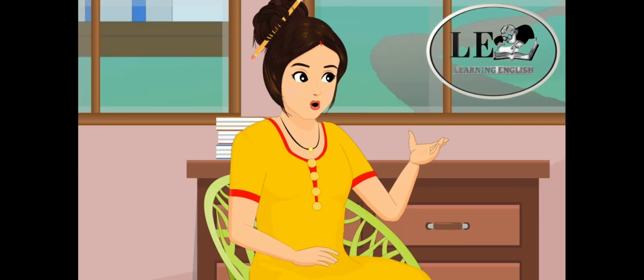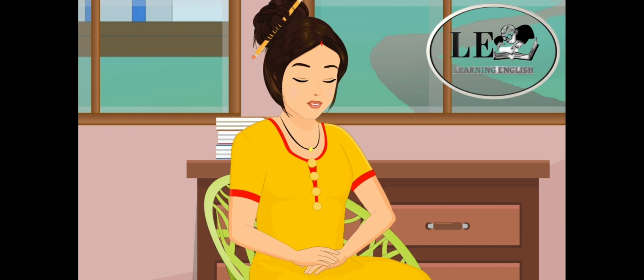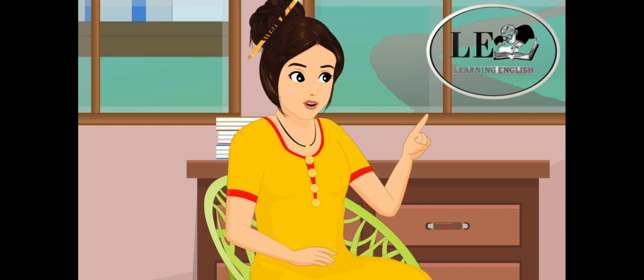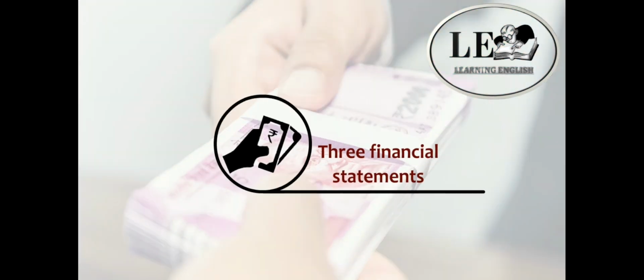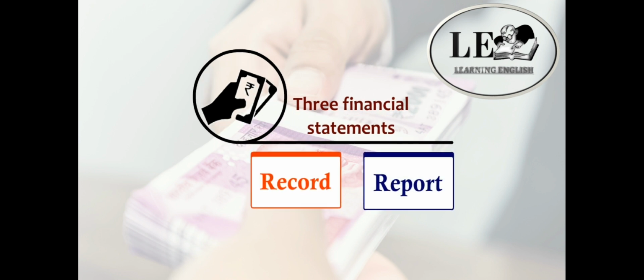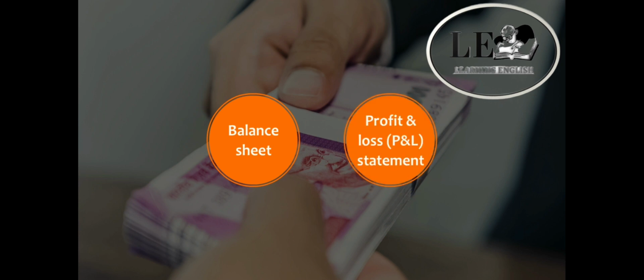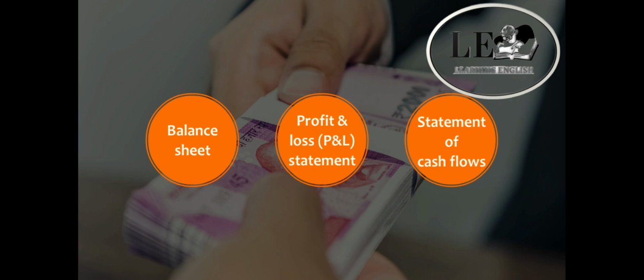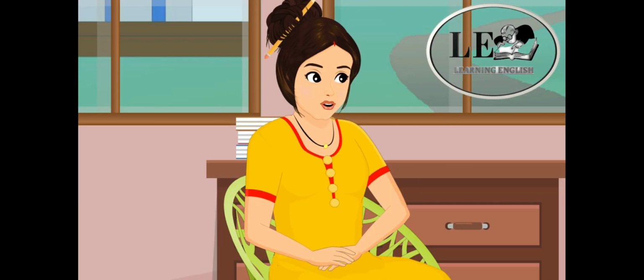Sure, for that, you will have to first know about the 3 financial statements used to record business transactions. What are they? The 3 financial statements used to record and report business transactions are the balance sheet, profit and loss statement, P&L, and statement of cash flows. Let's first learn what a balance sheet is.